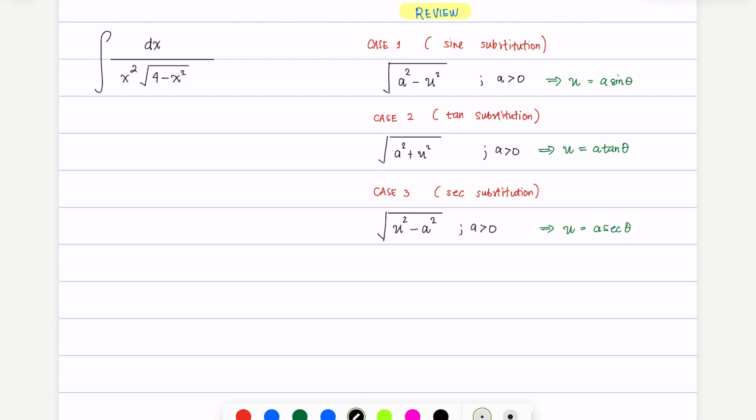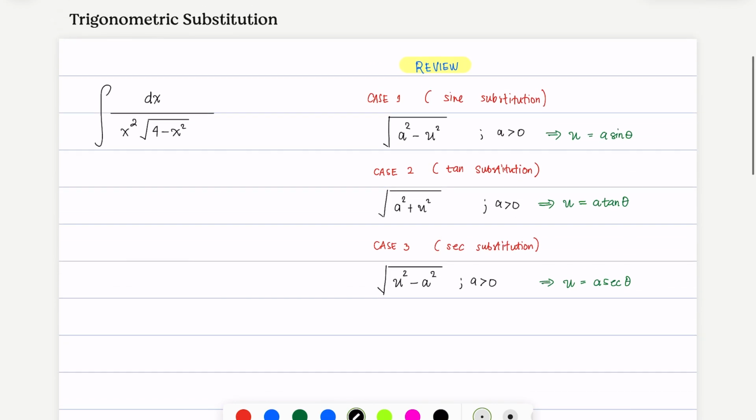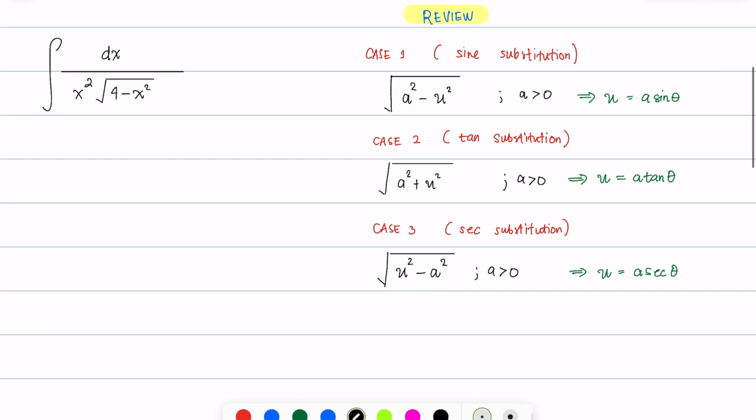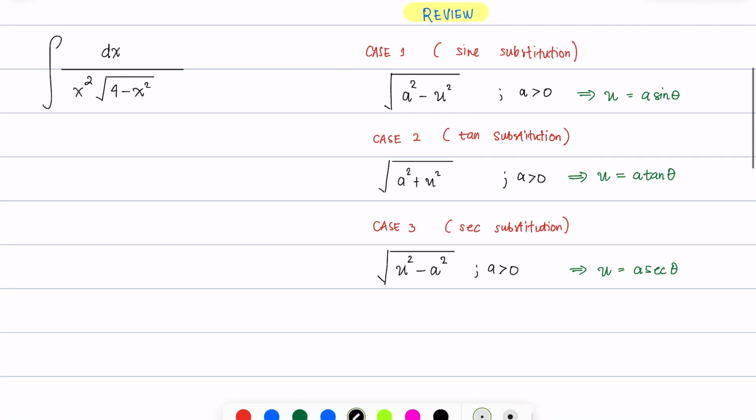The next technique of integration that we are going to learn today is the trigonometric substitution. Now, a little bit of review from your class. We will actually examine three cases, whichever is applicable for a given integral. Now, remember that if your integral contains the form given by the first case, square root or any root of a squared minus u squared, where a is a positive number, then you do the sine substitution. So you let u be equal to a sine theta.